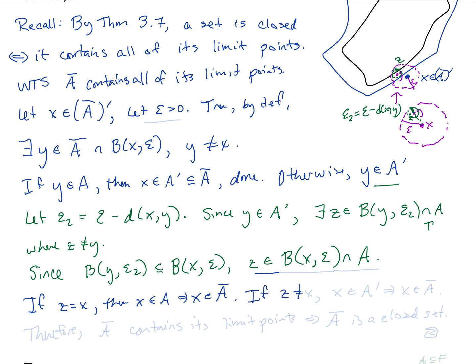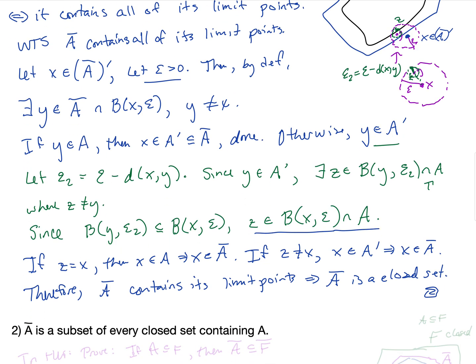If z is not equal to x, then by definition, x is a limit point of A, because our definition of limit point is that for any epsilon greater than 0, the ball centered at x of radius epsilon contains some point of A other than x itself. So then x would be in the limit points of A, which would also tell us that x is in A closure. So in either case, we have shown that A closure contains its limit points, and that tells us that A closure is a closed set.